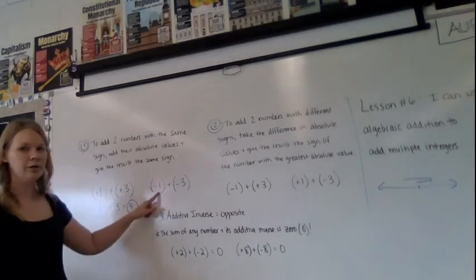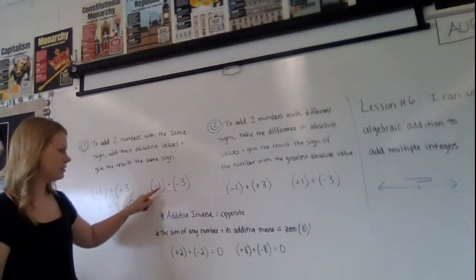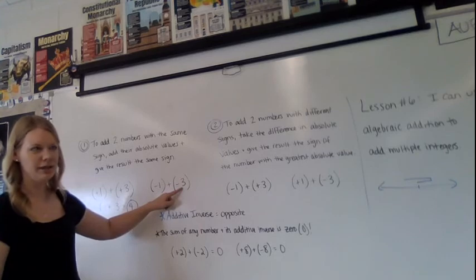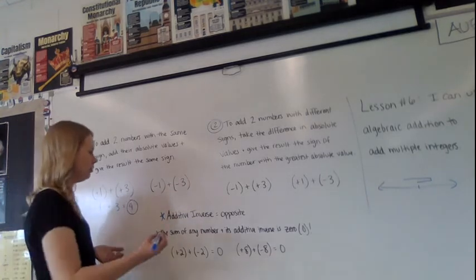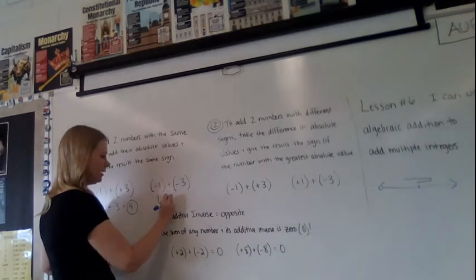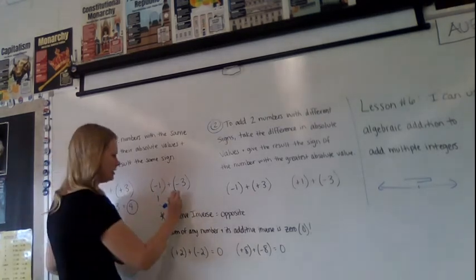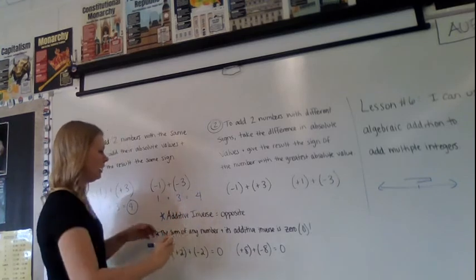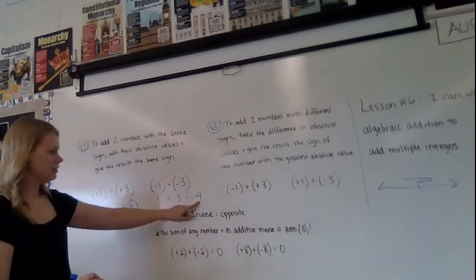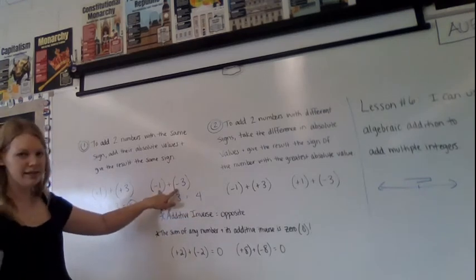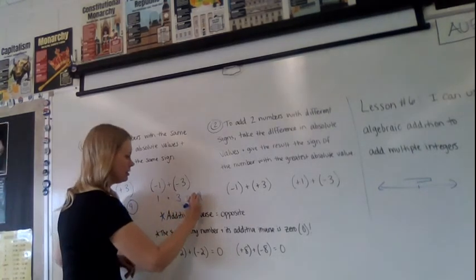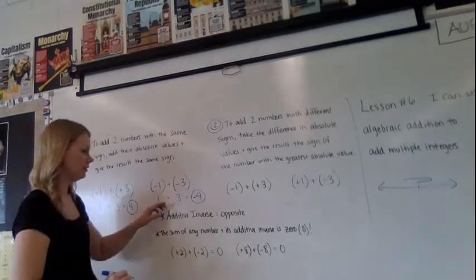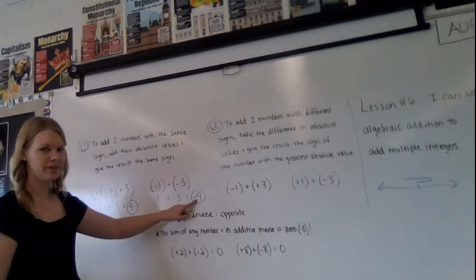Over here, we are adding two negative numbers, negative 1 plus negative 3. The absolute value of negative 1 is 1. The absolute value of negative 3 is 3. When we add those together, we get 4, and now we assign that result the same sign as these numbers. So negative 1 plus negative 3 is negative 4.